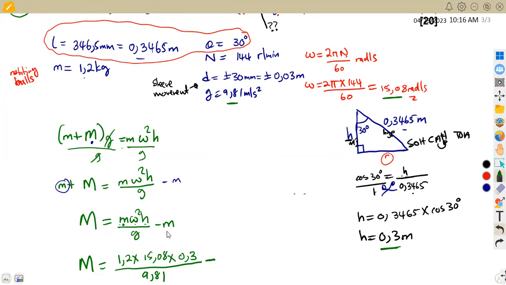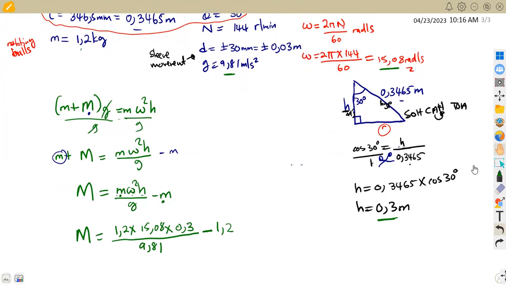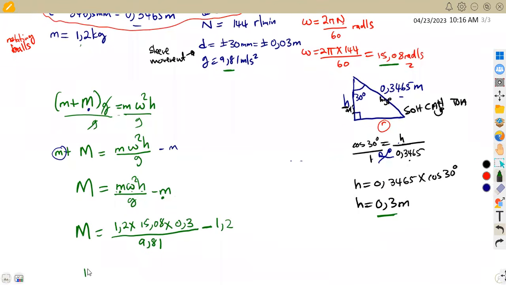rotating balls. This mass is the same, so you use the mass of 1.2. So this can actually give us the mass that we are looking for, which is the mass of the sleeve, which is going to be 7.145 in kilograms. Okay, so like I said, this was from manipulating the formula, making M the subject. I think we are now used to this formula.